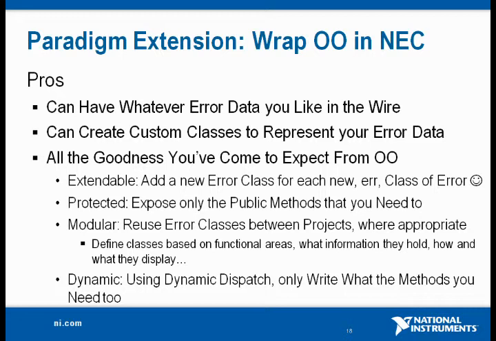You can create custom classes to represent your error data, and it has all the goodness you have come to expect from OO. It's extendable. You can add a new error class for each new class of error. Protected, you expose only the public methods that you need to. It's modular, so you can reuse error classes between projects where appropriate. You can define classes based on functional areas if it makes sense to. What information they hold, how or what they display, it's really up to you.